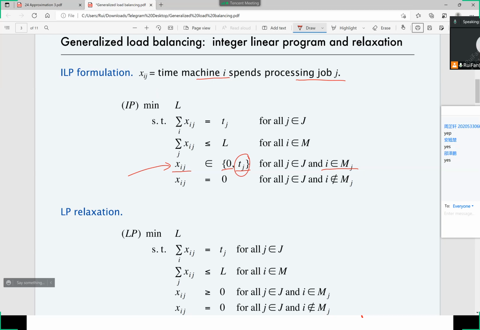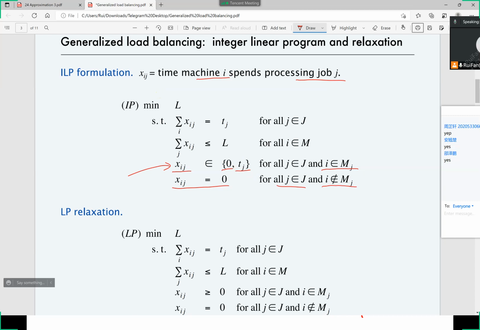Next, we have another requirement, which is that remember these jobs j can only be assigned to these authorized machines. So if you have a job j and a machine which is not authorized for job j, then Xij has to be 0. So machine i cannot process that job.